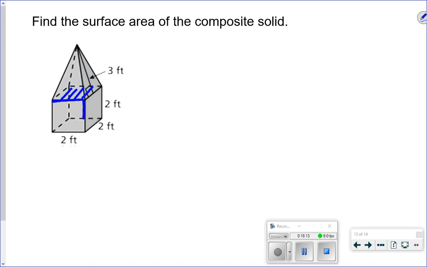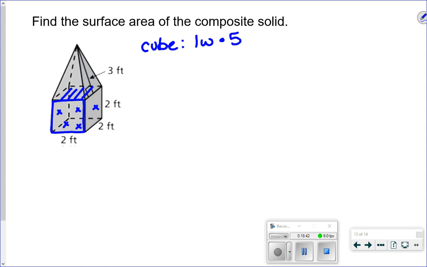So I'm going to start with my cube first. So if I look at my cube, I have squares on every side, and there are 5 of them. So for my cube, I'm going to do length times width, and then I'm going to times by 5 because there are 5 squares. There are 4 on the outsides, 1, 2, 3, 4. And then there's the one that's on the bottom, 5.